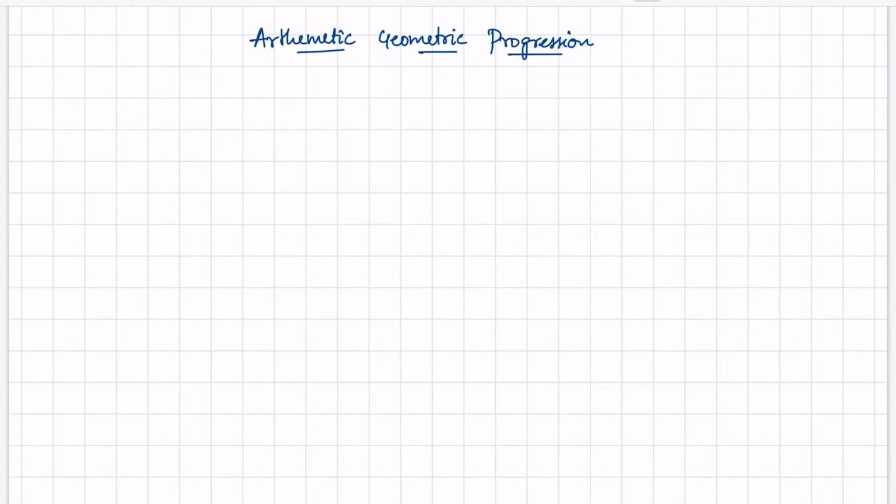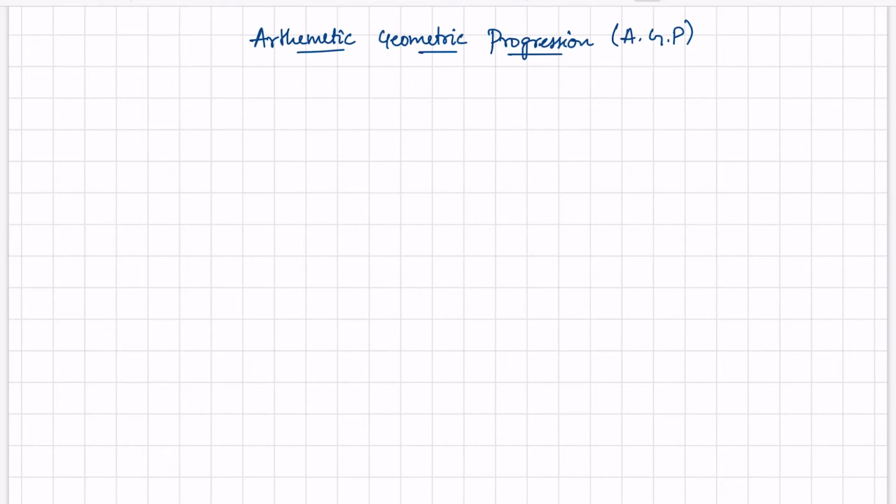Today we are going to discuss arithmetic geometric progression, which is also known as AGP. We may have studied arithmetic progression separately and geometric progression separately. But what is this arithmetic geometric progression?